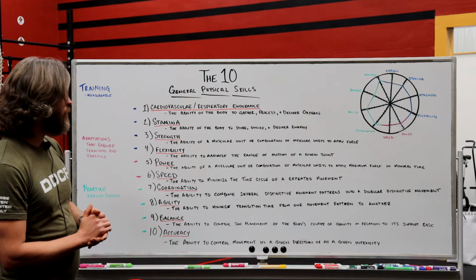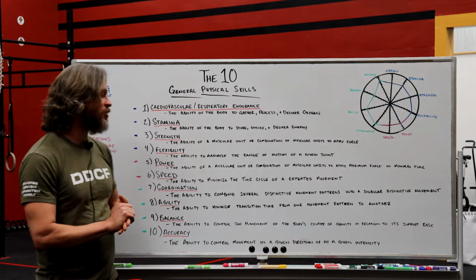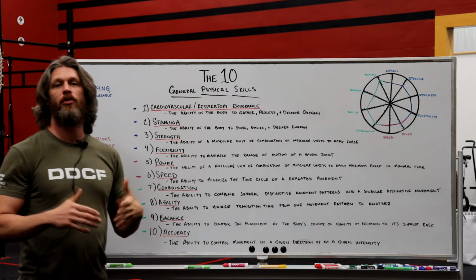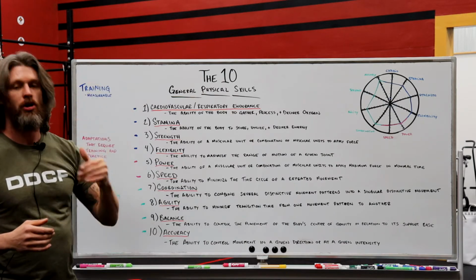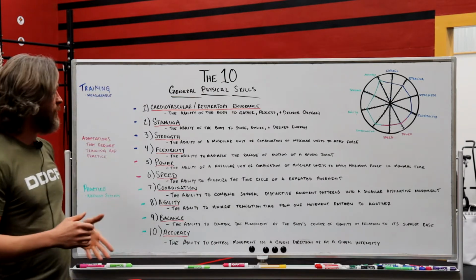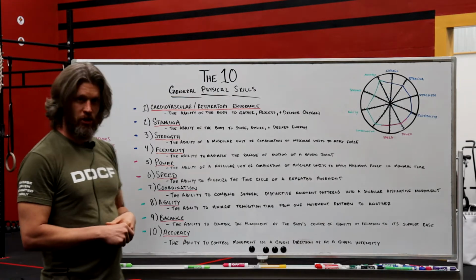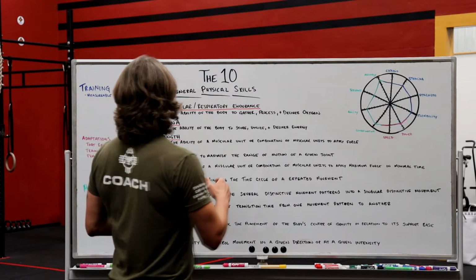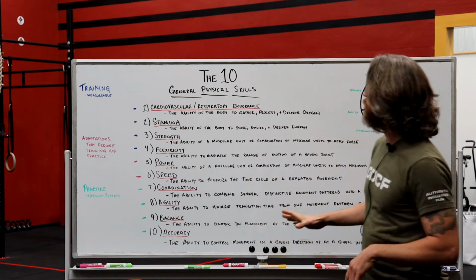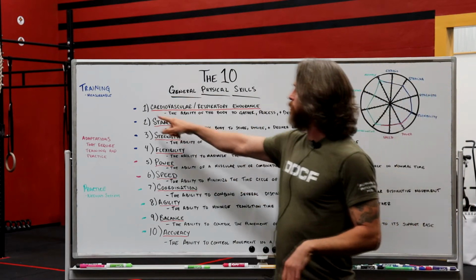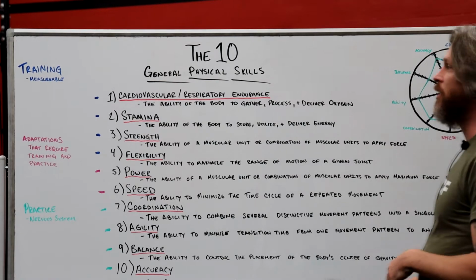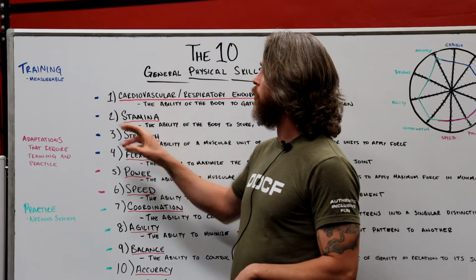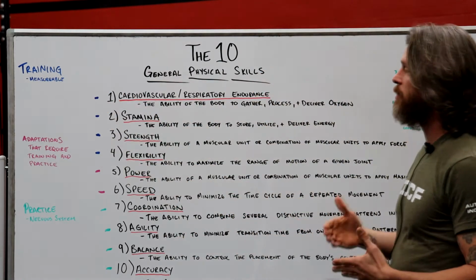Then accuracy, the ability to control movement in a given direction or at a given intensity. If you're doing wall balls, you're trying to hit that target every time. The faster you go, you're still able to hit that target, that same exact space, then you are pretty accurate. So some interesting things about these skills is the ones that we have listed in blue here, cardiovascular respiratory endurance, stamina, strength, and flexibility. You can change those and improve those by just training. That's a measurable thing.